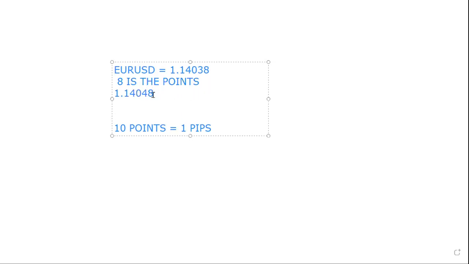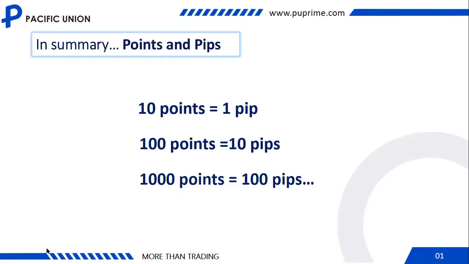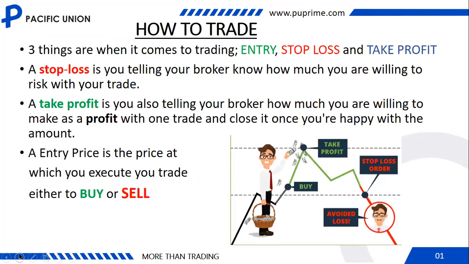So we have 1.1448. What it means is that if you add 10 to that, it has to become 1.1048. So what we are saying is that 10 points is one pip, 100 points is 10 pips, and 1,000 points is 100 pips. I hope with this explanation, we can differentiate the price when we see it on our chart.